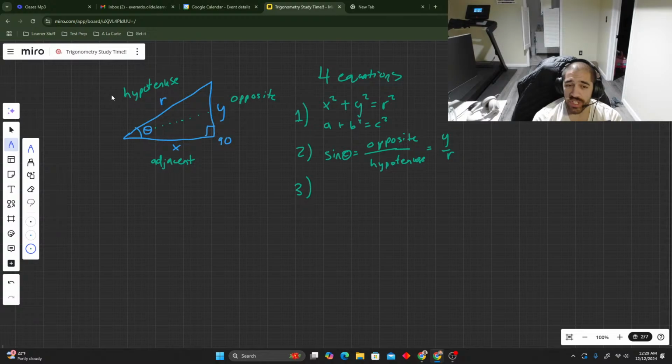The third equation of relationship is the cosine of theta. This one's going to end up being the adjacent leg over the hypotenuse. This is going to be x over r. The fourth one is the tangent of theta. And this one's going to be the opposite over the adjacent.